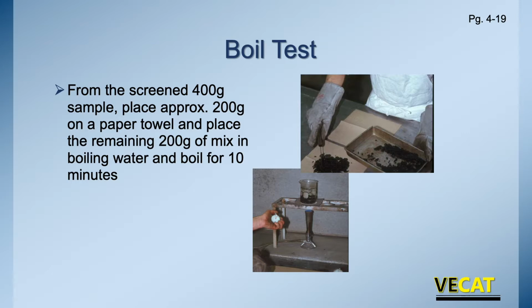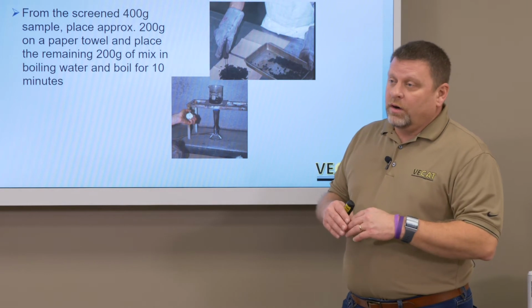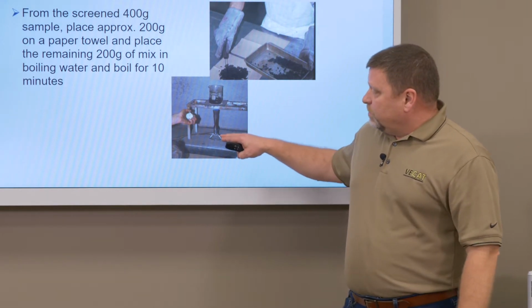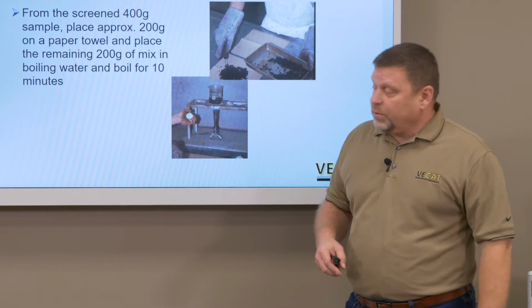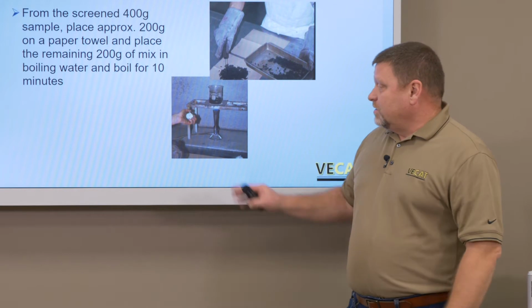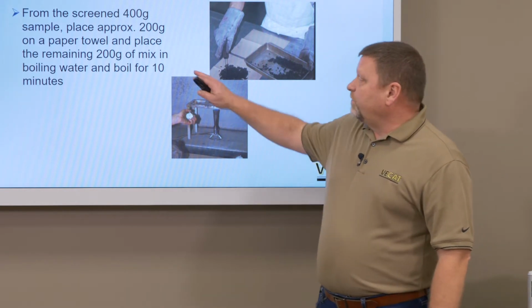The second 200 grams of mix is put in a beaker of boiling water. The water needs to already be boiling before you add it. Okay, so it's added to boiling water because it's only boiled for 10 minutes. This image here shows a Bunsen burner being used to boil the sample. You can do boil tests with hot plates. I've done it, so you don't have to worry about Bunsen burners and dealing with all that in your laboratory. But you boil it for 10 minutes.